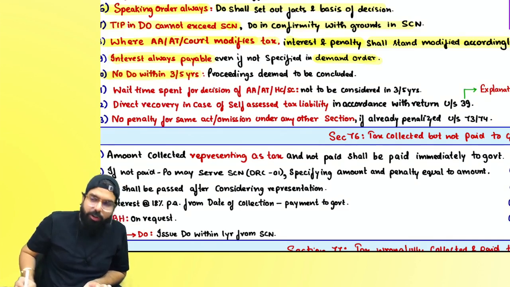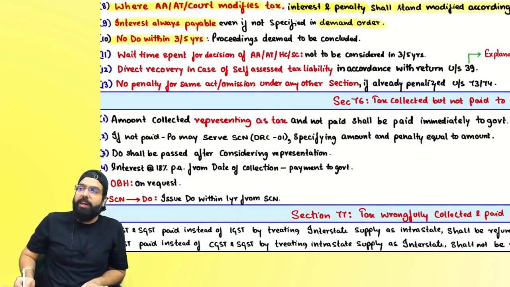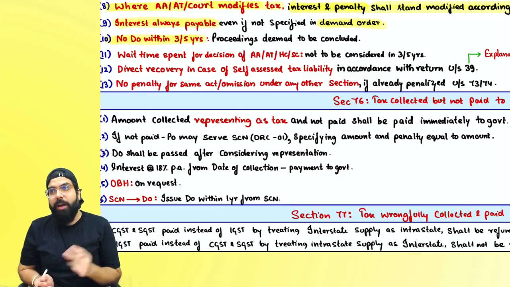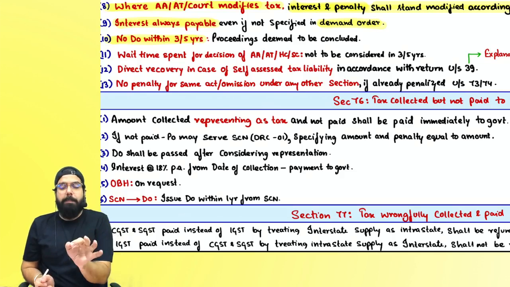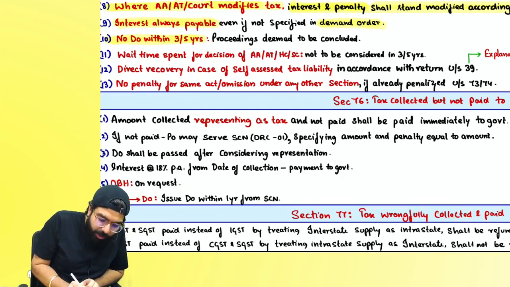Sir, if the demand order is not given within 3 years or 5 years, then it will be deemed that the proceedings for that year have been concluded. Right everyone? If an erroneous refund was given to you and within 3 years or 5 years they did not give the demand order, then it will be deemed that the case related proceedings have been concluded. Right everyone? Wait time spent.